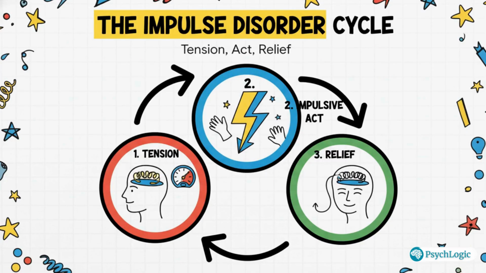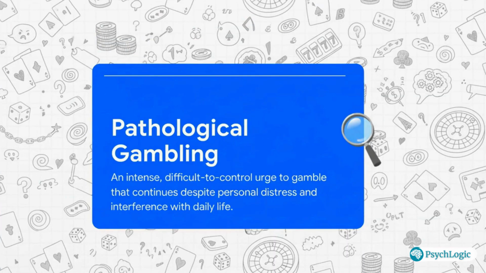Then, that tension leads to an impulsive act that the person feels is completely irresistible. And finally, right after the act, there's this feeling of relief or even gratification. It's a very potent loop. A perfect example of this is pathological gambling. The person has this intense, overwhelming urge to gamble, and they keep doing it, even when it's causing chaos in their life and a ton of personal distress. The problem isn't the gambling itself, it's the uncontrollable compulsion driving it.